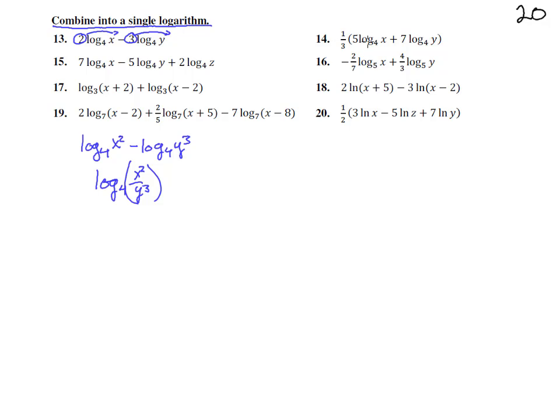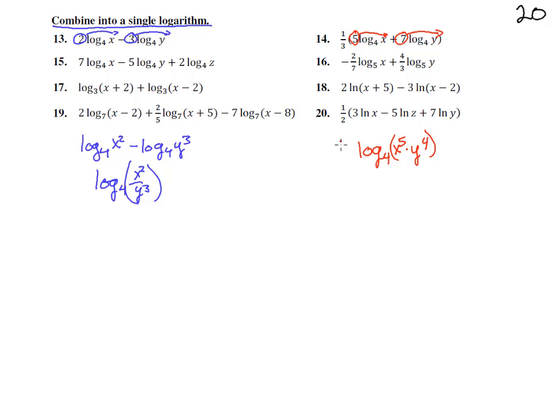1/3 times 5 log base 4 of x plus 7 log base 4 of y. If we jump this 1/3 in, we have 5/3. Here we've got 5 out in front that can go up on the x, and 7 can go up on the y. So we have log base 4 of x to the 5th times y to the 7th. Are we okay with that one?